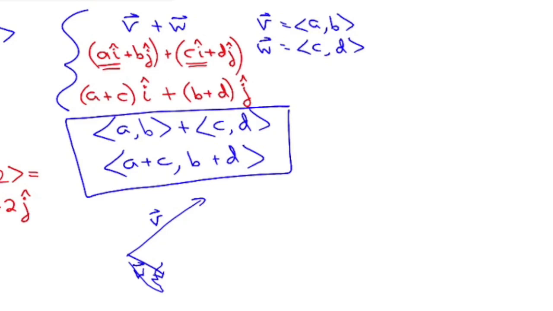Okay. For example, if v is equal to 1, 7, and w is equal to 3, negative 5, what is v plus w?